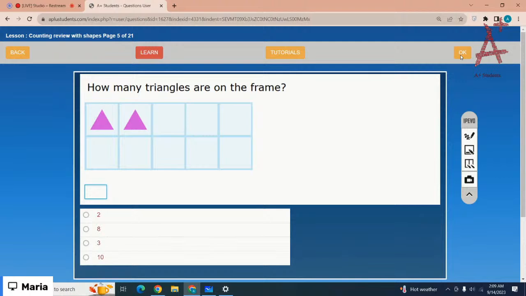How many triangles are on the frame? Which is the correct option? Yes, very good. There are only 2 triangles on the frame. The correct option is 2.